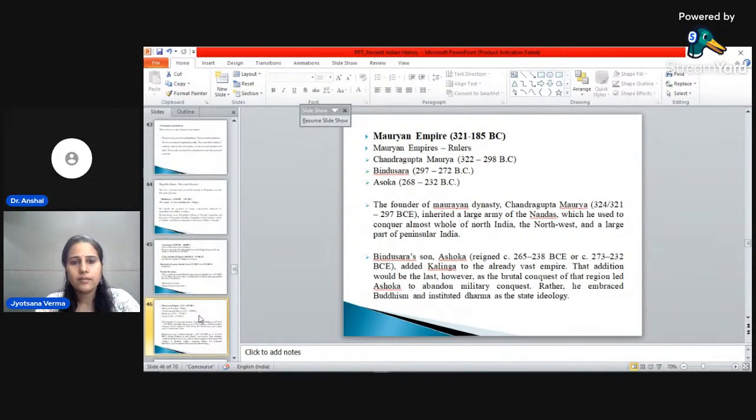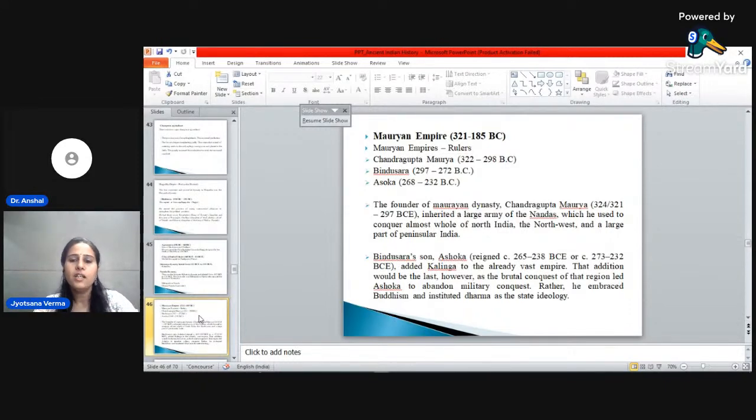So Chandragupta Maurya was the first ruler of the Mauryan dynasty, the second was Bindusara, and the third was Ashoka. The founder of the Mauryan dynasty, Chandragupta Maurya, inherited a large army from the Nandas, which he used to conquer almost the whole of North India, the Northwest, and a larger part of peninsular India. Bindusara's son Ashoka added Kalinga to the already vast empire. That addition would be the last.